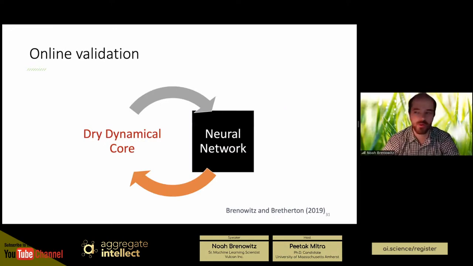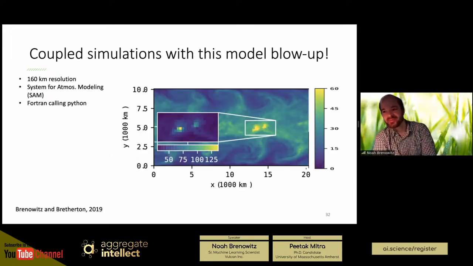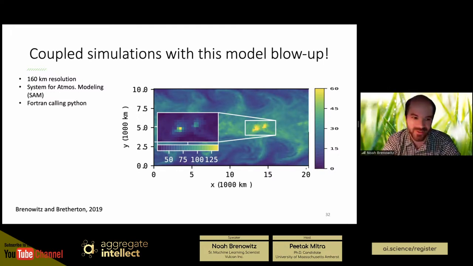that's not full online validation. We're still not coupling to the fluid dynamics solver. We've coupled it to itself, made predictions over a period of time, but we haven't actually turned on the PDE solver yet. So that's what we tried next. And lo and behold, it also becomes unstable when you couple that network to the fluid dynamics solver.